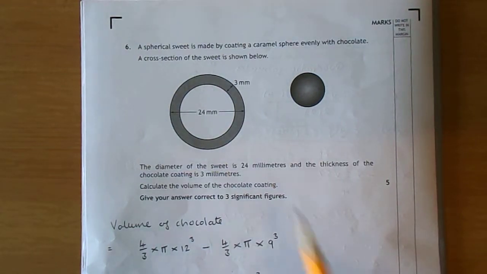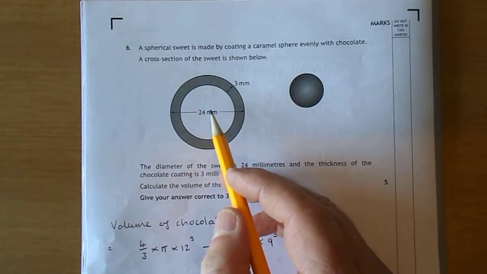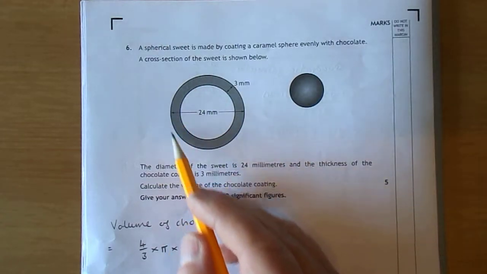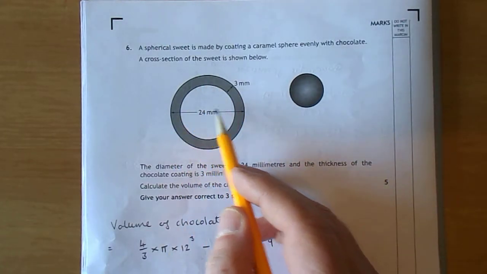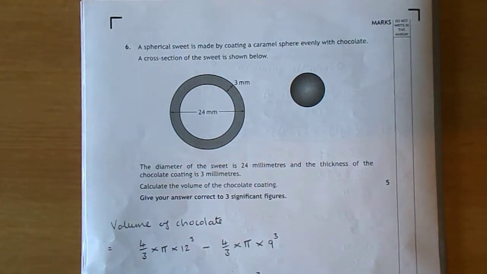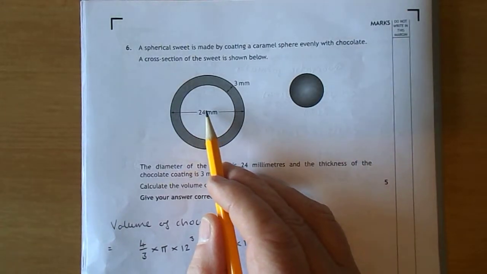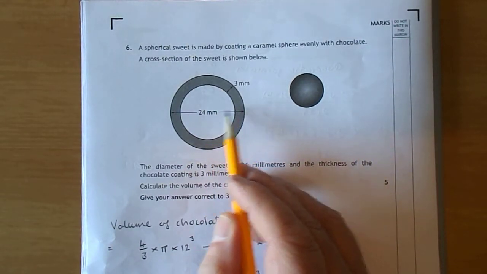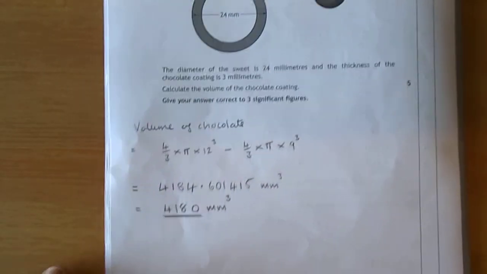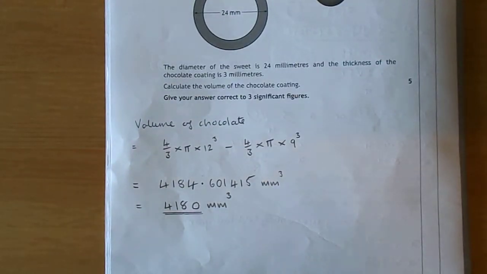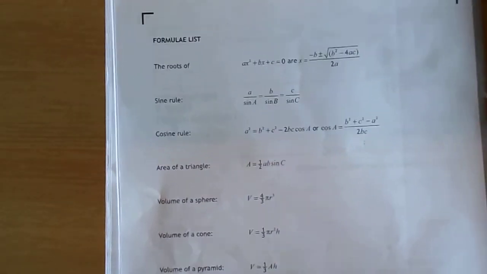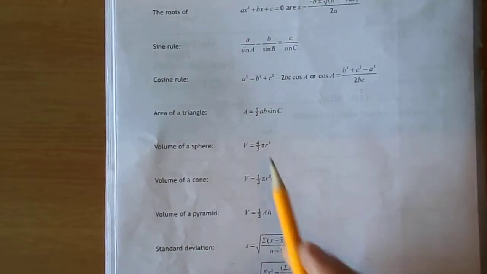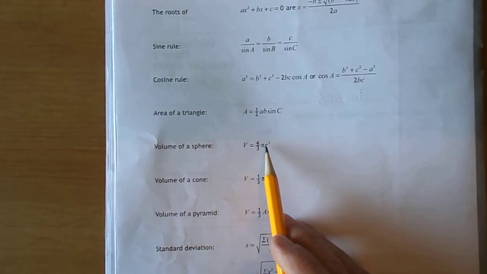Okay, now this one here we have 2 spheres. Well, the volume of chocolate is the volume of the large sphere of radius 12, take away the volume of a small sphere of radius, well, 12 take away the 3, 9. So the volume of the chocolate is, and there's your formula for the volume of a sphere. I'll just get it out there. There it is. Volume of a sphere, 4/3 pi r cubed.